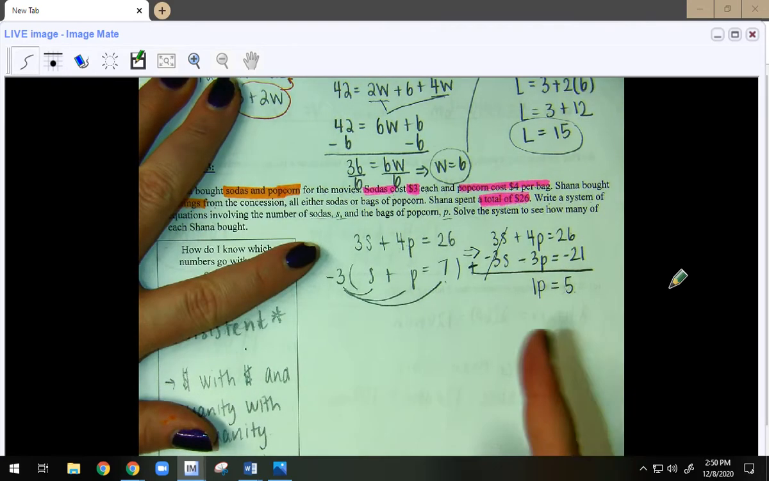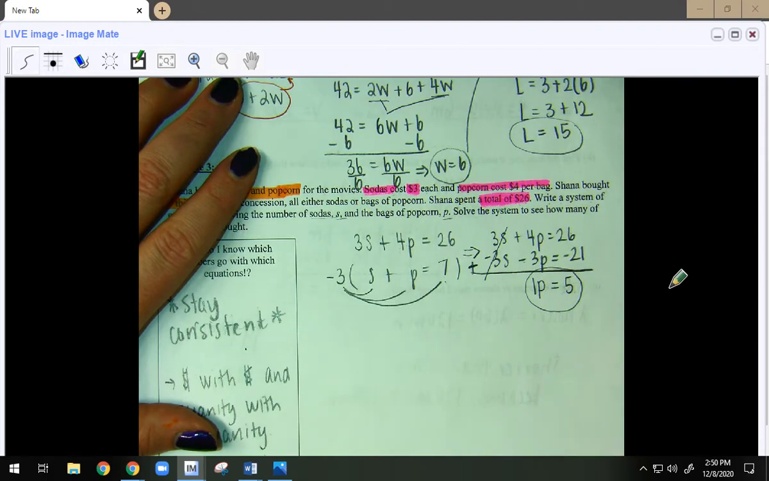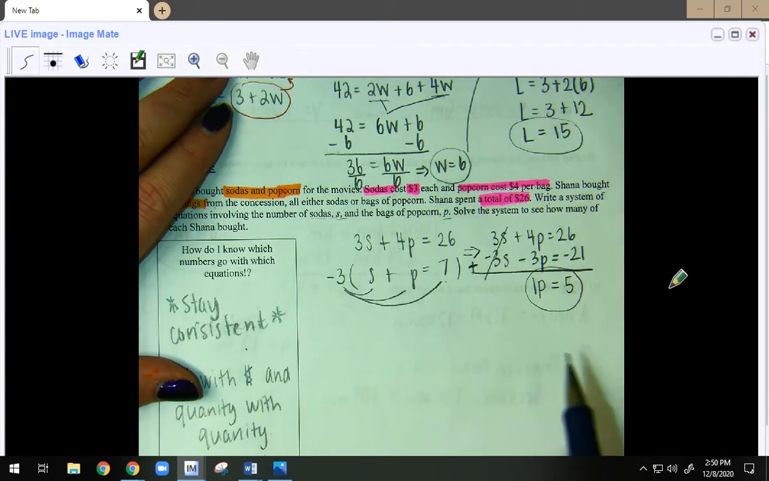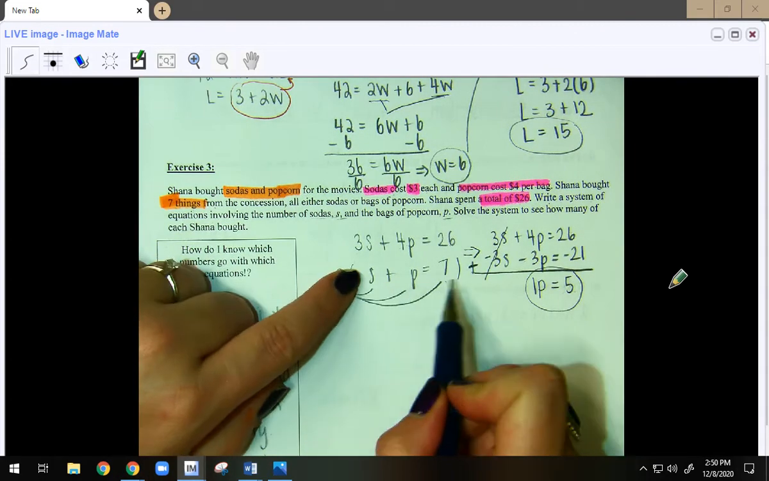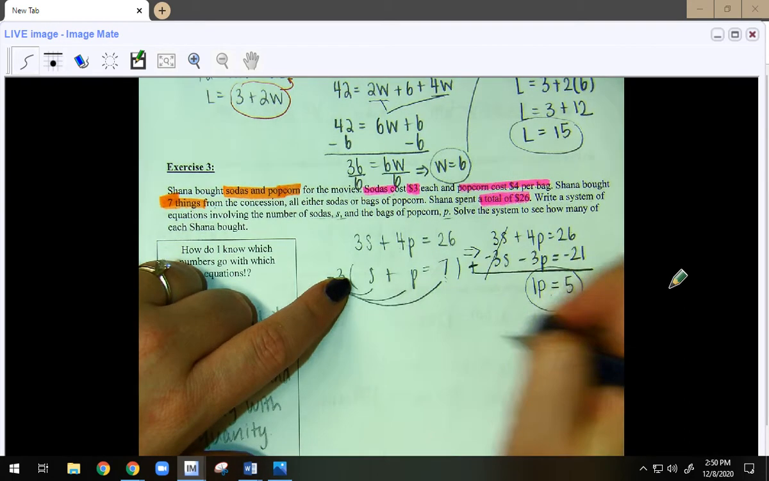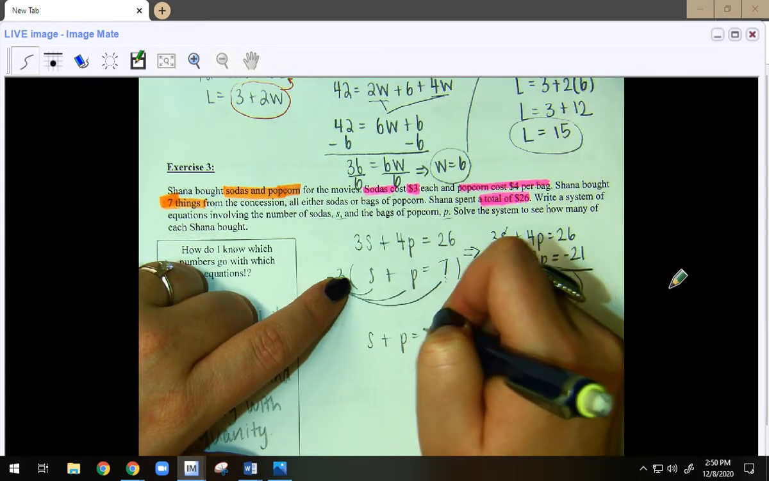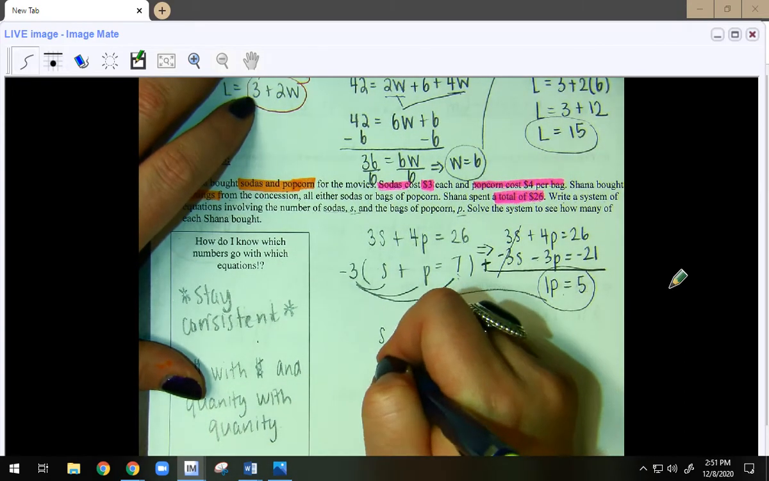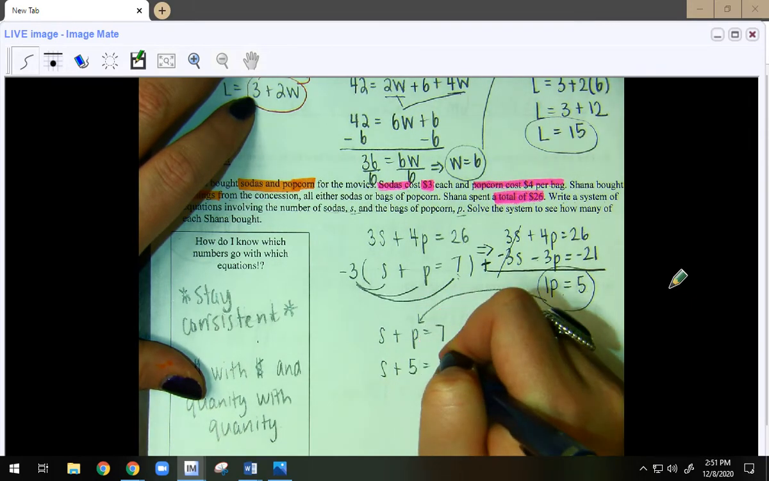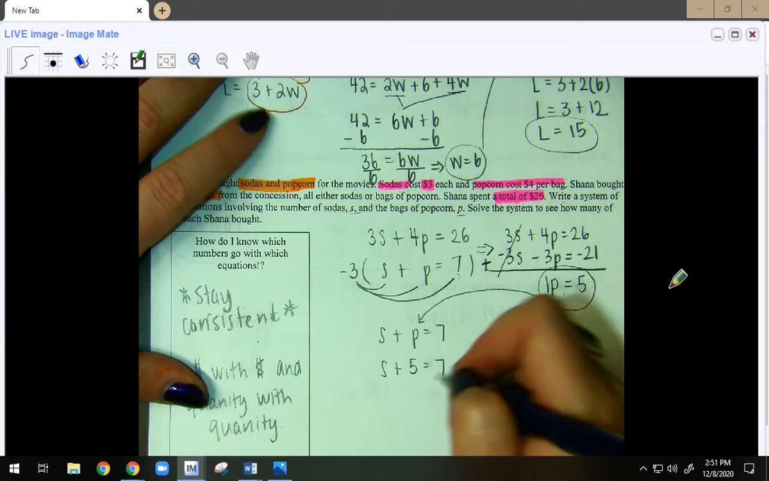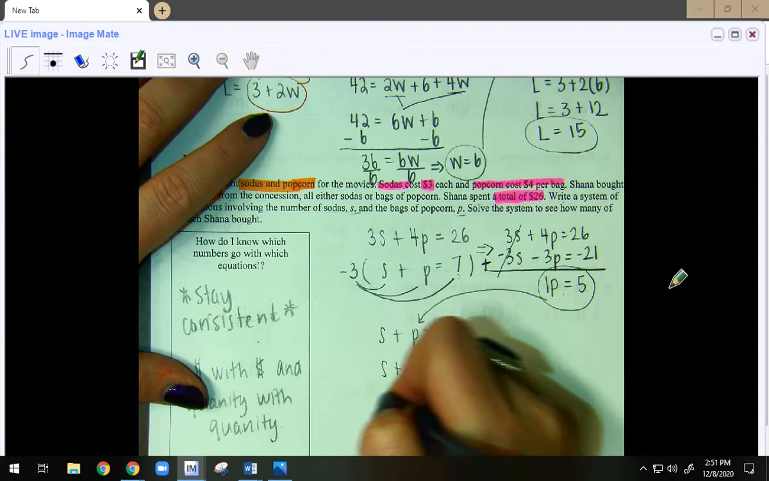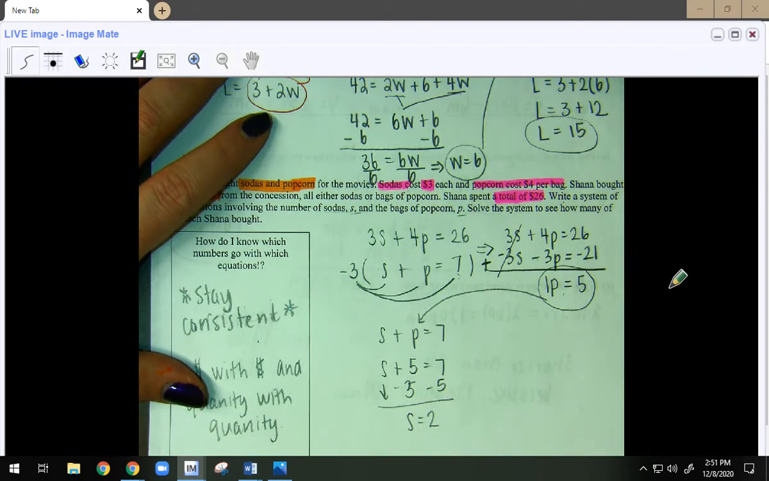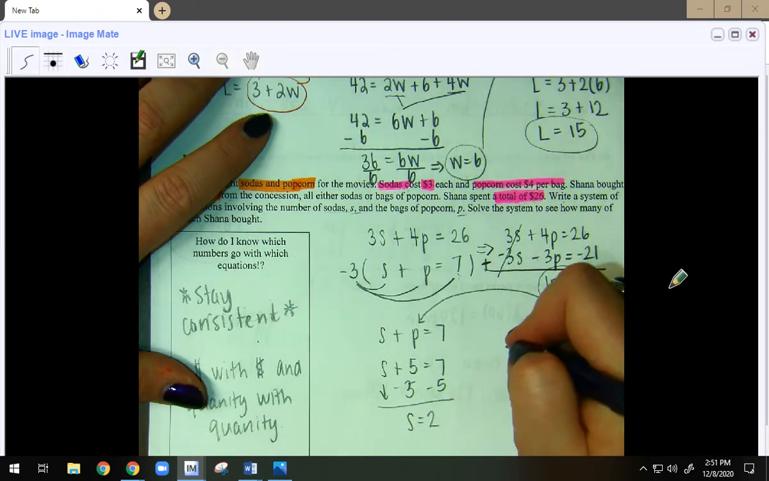Excellent. So I've already answered half the question. I have 5 popcorns. Shayna bought 5 popcorns. Now, the only other thing I have to do is figure out how many sodas she bought. So if she had 7 things and 5 of them were popcorn, I'm just going to substitute my 5 in. So sodas plus 5 popcorns. She has to have 7 things in her hands when she walks away. Minus 5. So S equals 2. That means Shayna has 5 popcorns and 2 sodas.